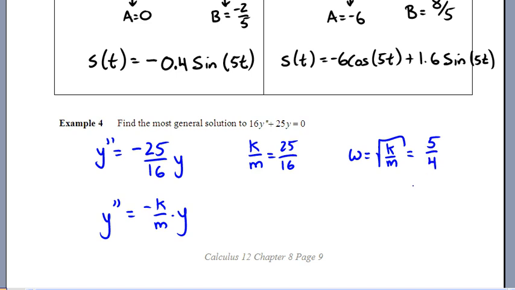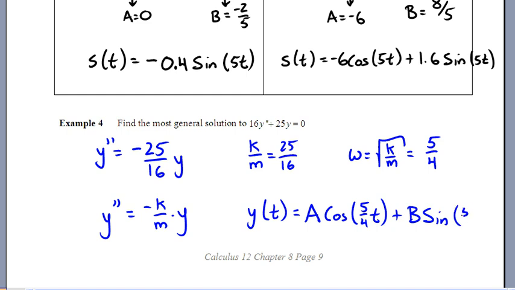Now, they're not telling me how we're going to launch it. Like, where are you positioning it? What's the speed? I don't know. They're not saying. So I just have to come up with a general answer here and say, well, it looks like the position as time goes by, hey, they're using y's this time, would be some number possibly in front of a cosine of 5/4 t, and then possibly some number in front of a sine of 5/4 t.